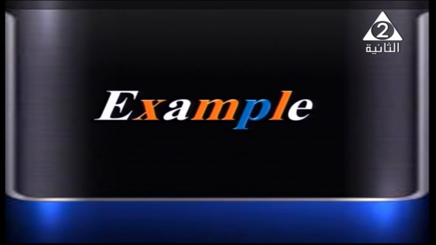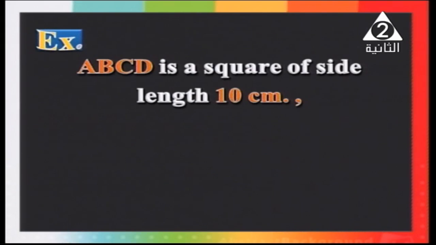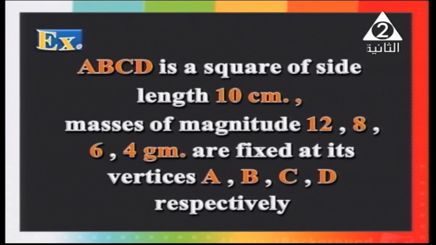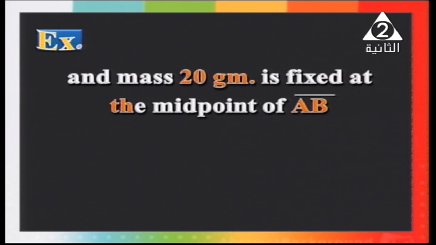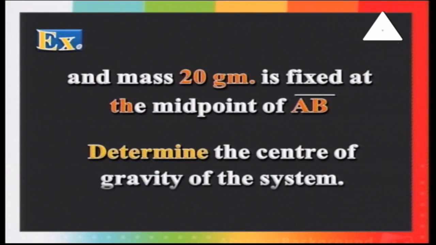Now we translate to another example. My dear student, ABCD is a square of side length 10 centimeters. Masses of magnitude 12, 8, 6, 4 grams are fixed at its vertices A, B, C, and D respectively, and a mass of 20 grams is fixed at the midpoint of AB. Determine the center of gravity of the system.